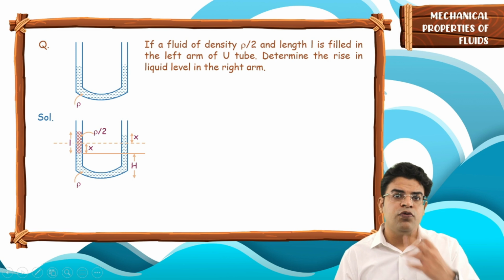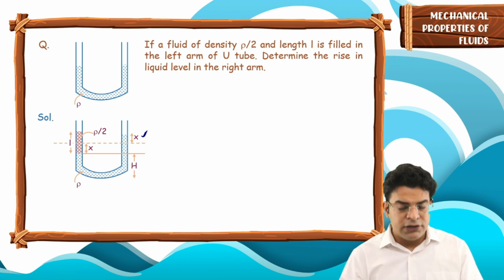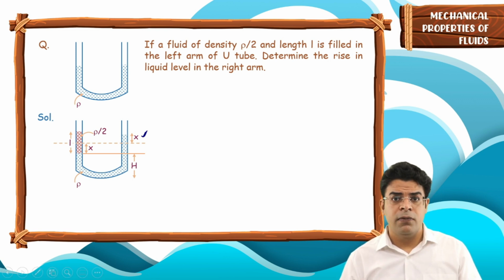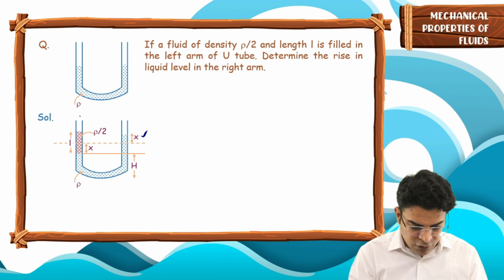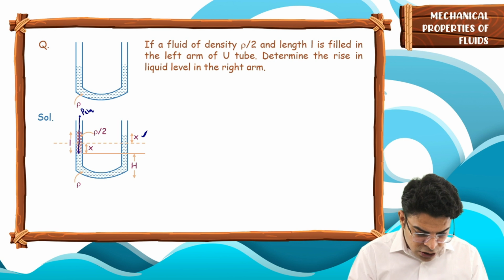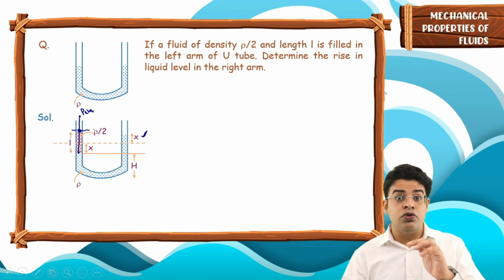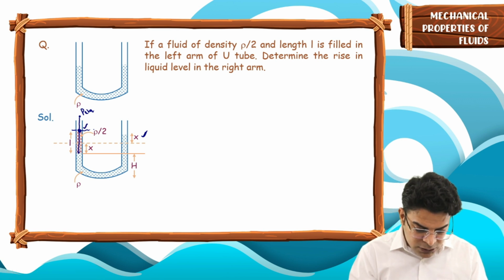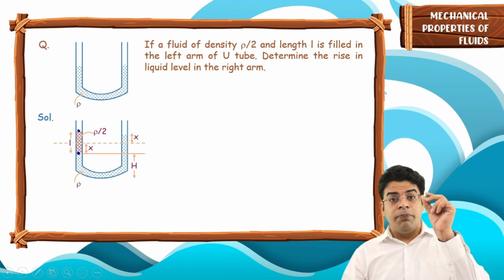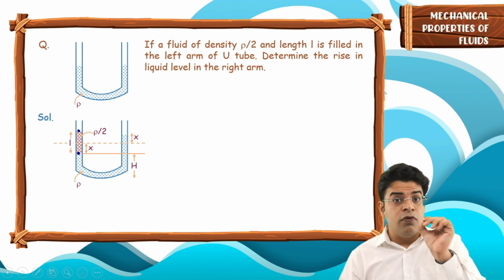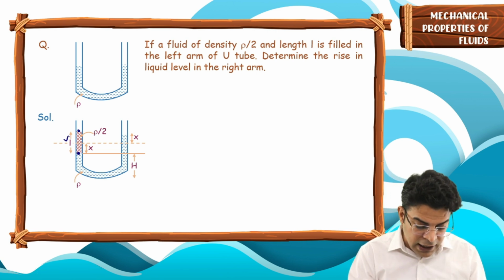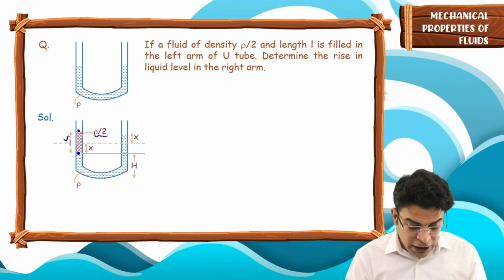Now sir, how to find the value of x, which is our mission? So I will use the same method. Start from this point. Let's say here the pressure is P atm. Start moving down. Till here the pressure will remain the same, equal to P atm, exposed to atmosphere. Going from this point till this point, the pressure will increase as you move down because of a length L of a fluid of density rho by 2.